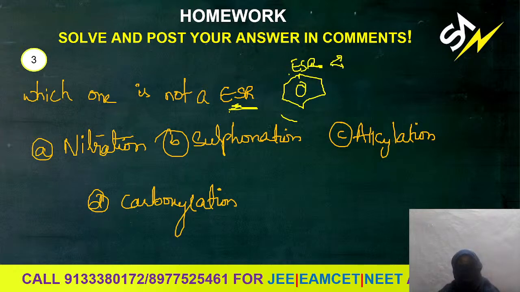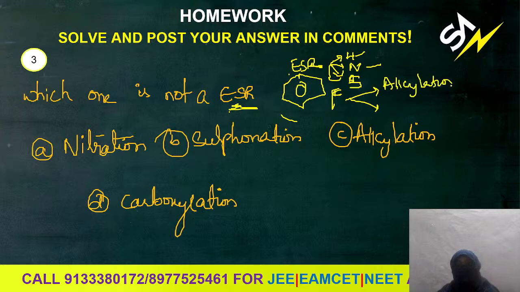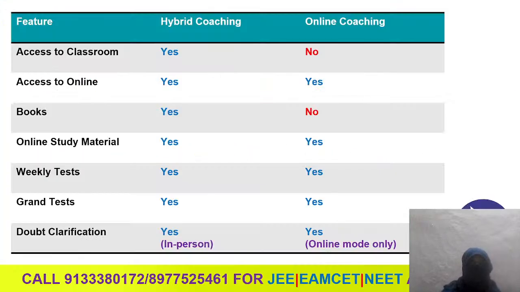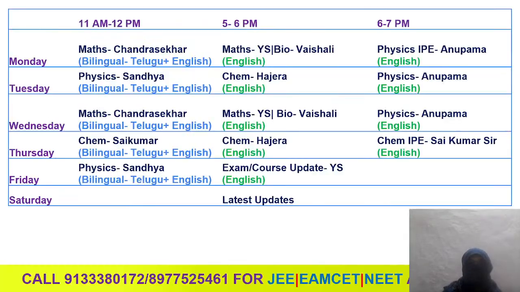We have discussed that there are 4 types of SE: halogenation, nitration, sulfonation, and Friedel-Crafts reaction. Friedel-Crafts again has 2 types, Friedel-Crafts alkylation and Friedel-Crafts acylation. So nitration is an example, sulfonation is an example, alkylation is an example, but carboxylation is not an example. That means the answer is going to be C for the third homework question. Hope you got all 3 answers. So moving on to today's topic.